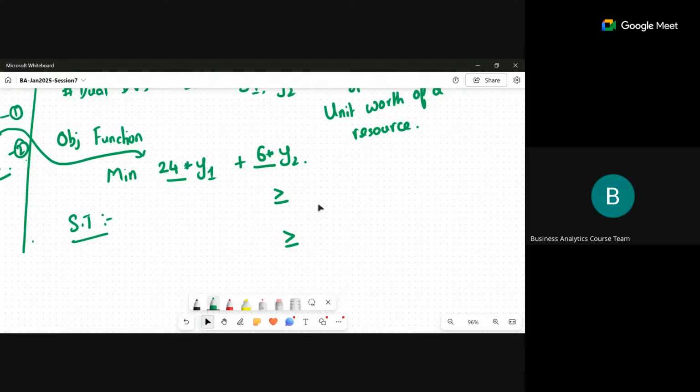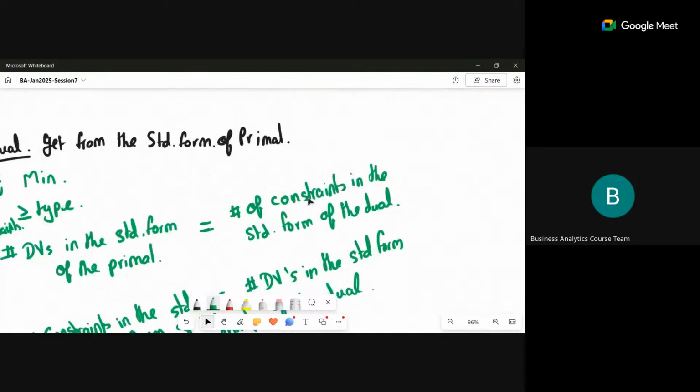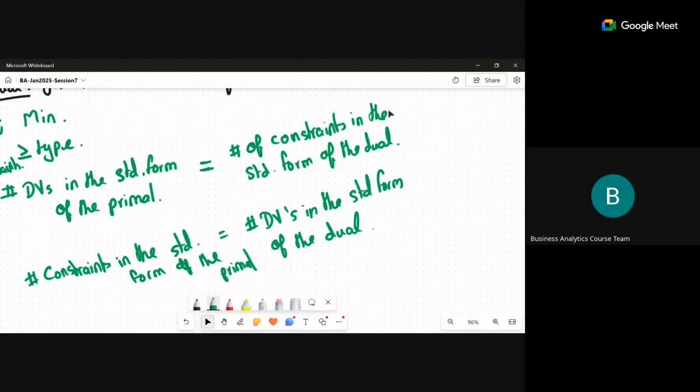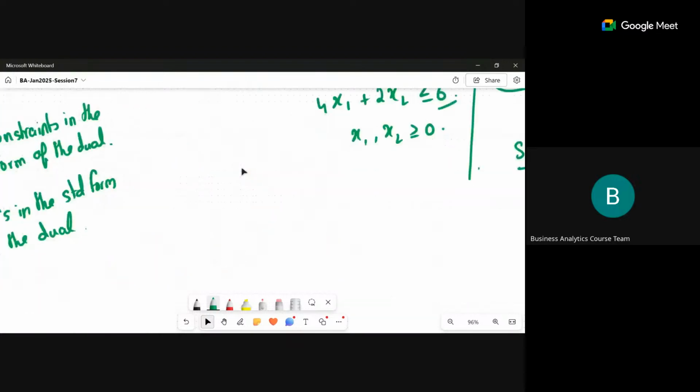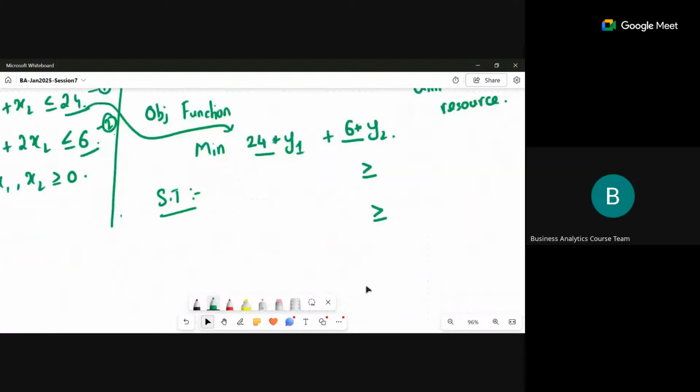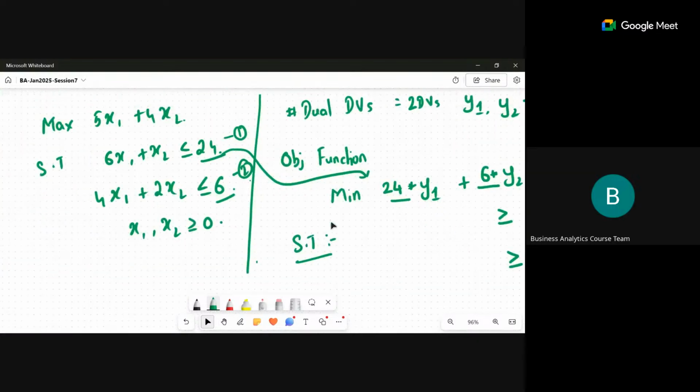So how many constraints will I have? The number of constraints in the standard form of the dual will be the number of decision variables in the primal. So I have two decision variables, x1 and x2. So I will have two constraints. What are they? What are the equations?